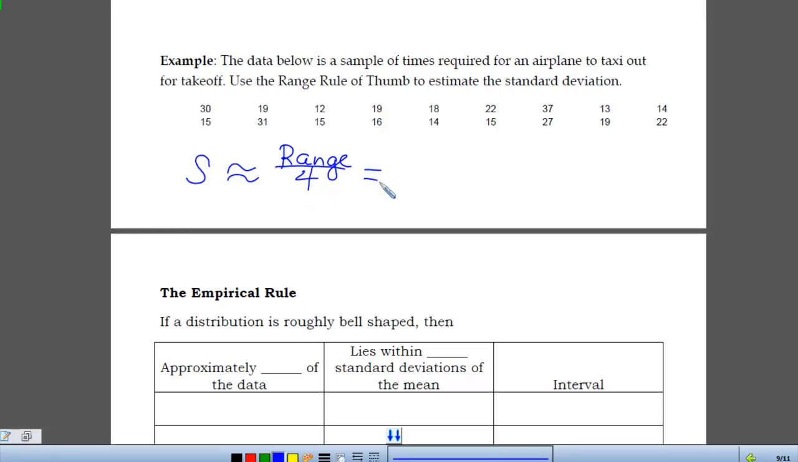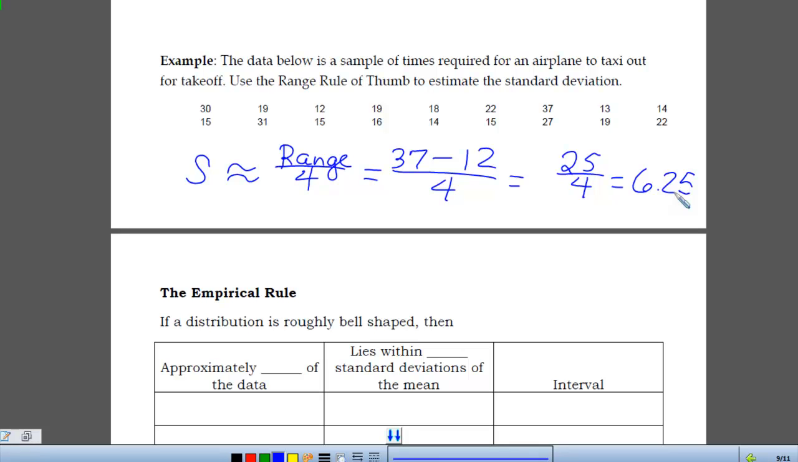Okay, so I'm going to look at my range. Looks like my largest value is 37. And then the smallest looks like it's 12. Okay, we're going to divide that by 4. So 37 minus 12 is 25 over 4. That's about 6.25. So an estimate of the standard deviation would be 6.25.